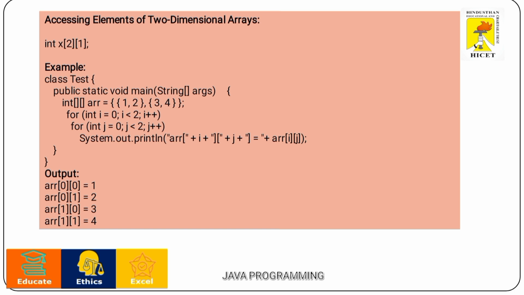Next we'll see how to access a two-dimensional array. We can use the index value to access the two-dimensional array, and here is the example program. It will give the output for the two-dimensional array. So the class name is Test, and in the main function the first statement is the array initialization statement. The name of the array is arr, and the first inner set represents the first row, the second inner set represents the second row. So it is a 2 rows and 2 columns array.